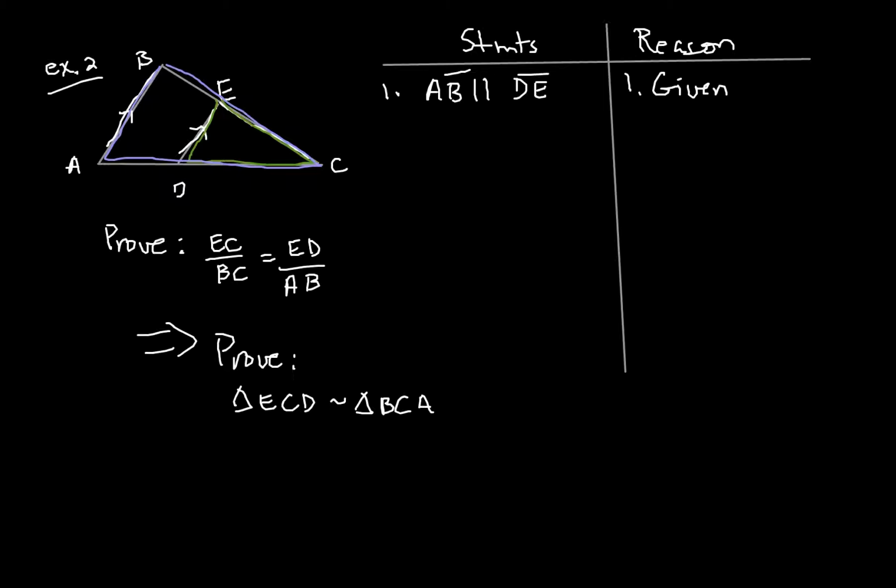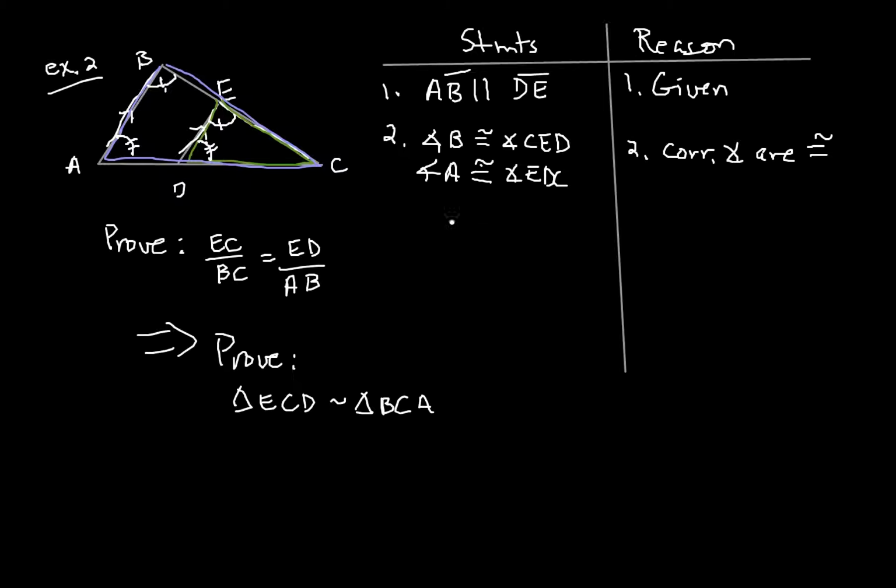Now we're given that they're parallel. So if two lines are parallel, these two lines are parallel, then we know that this angle is congruent to this angle. So we would say angle B is congruent to angle CED, and we could say that angle A down here is congruent to angle EDC, and that's called corresponding angles are congruent.